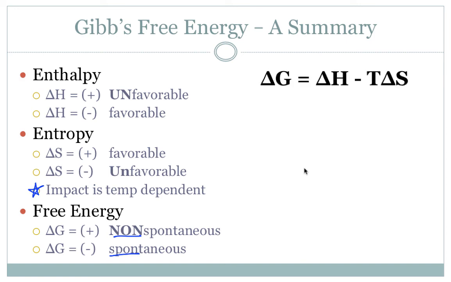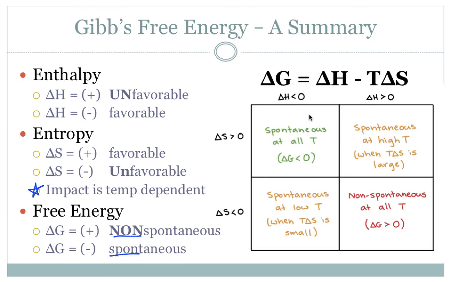We can take this information and the equation and summarize it into 4 possible outcomes. For example, if delta S is greater than 0, which is a positive delta S, and delta H is less than 0, which is a negative delta H, we said a positive delta S was favorable and negative delta H was favorable. Because everything's favorable, we would expect this reaction to be spontaneous at all possible temperatures. Likewise, if we look at the opposite outcome, a negative delta S and a positive delta H, those are the two unfavorable outcomes for enthalpy and entropy, and that makes for a reaction that is always non-spontaneous.